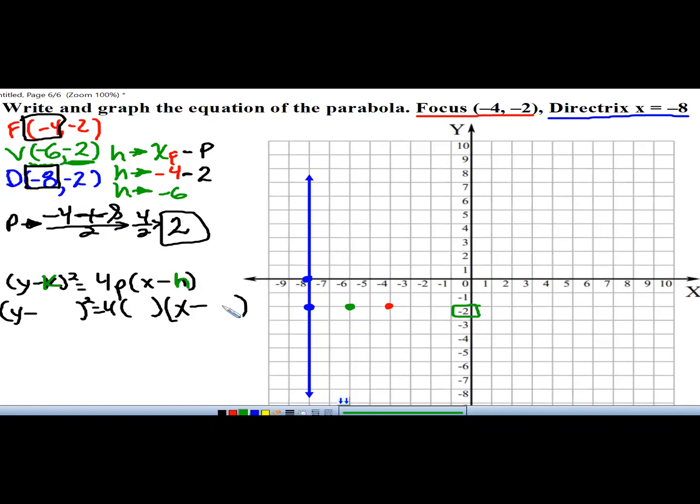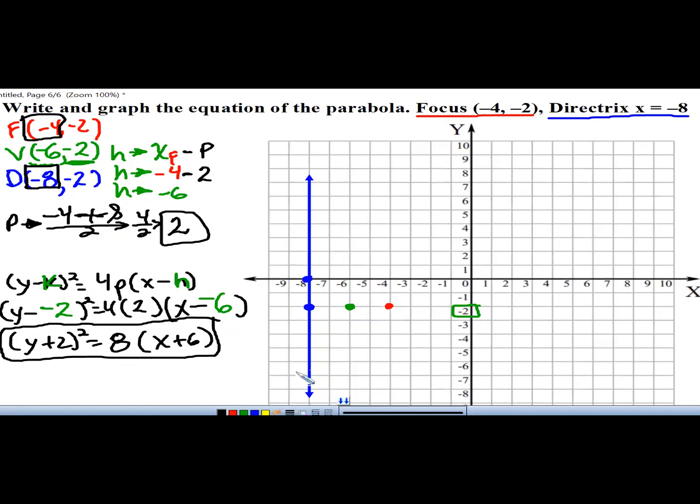-6 corresponds to the h, which goes over here, -6. -2 is our k, which goes right here, -2, and p is 2. So to simplify this, y plus 2 squared equals 8, parentheses, x plus 6. All right. That's our equation. But now we need to compute a point for this one.